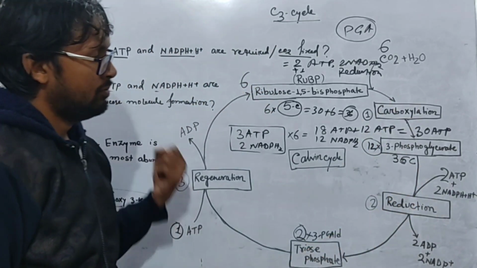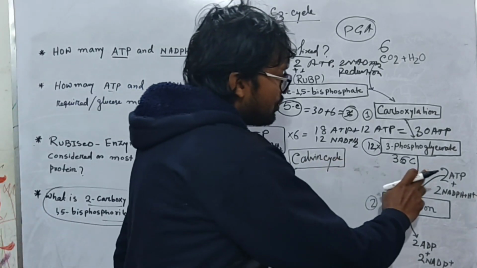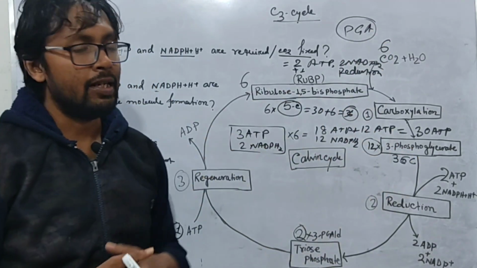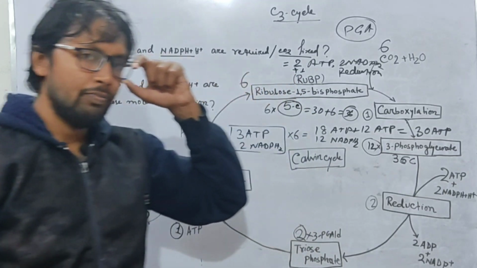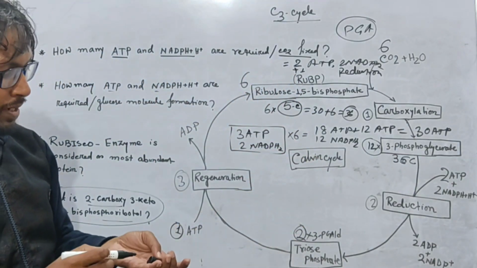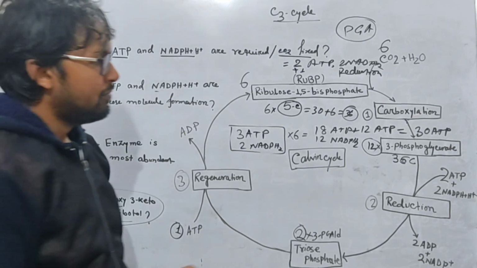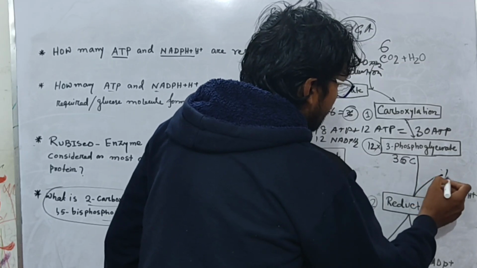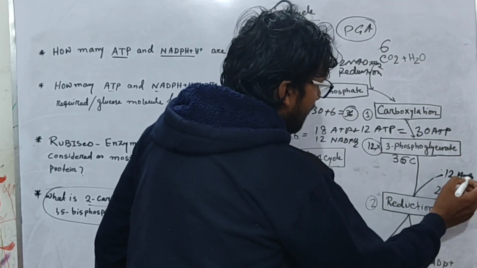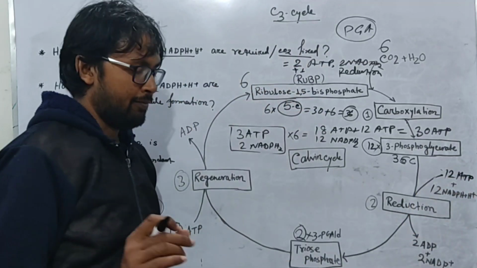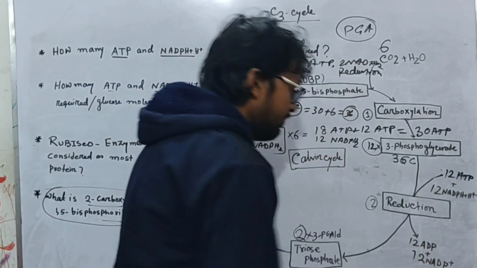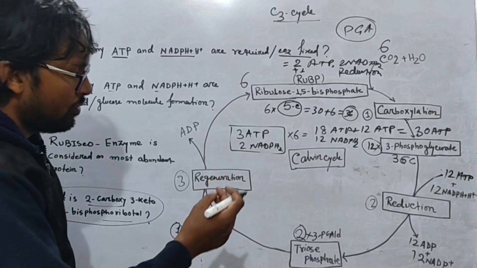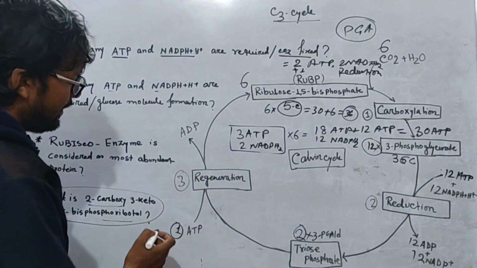Now, these 12 molecules, how many molecules of ATP and NADPH are required? 12 ATP and 12 NADPH are required here. And again, when regeneration occurs, how many are required? 6 ATP is required here.